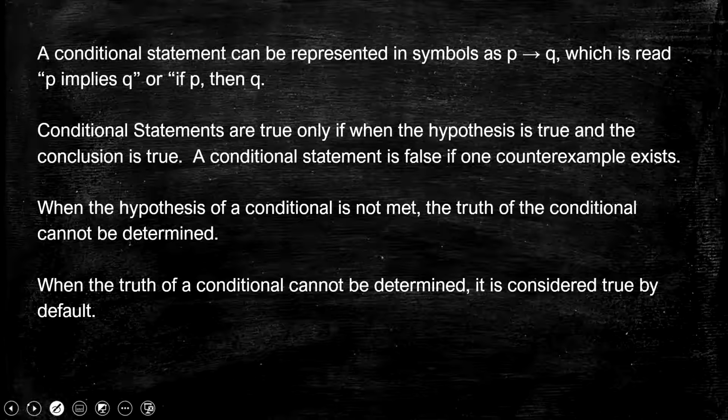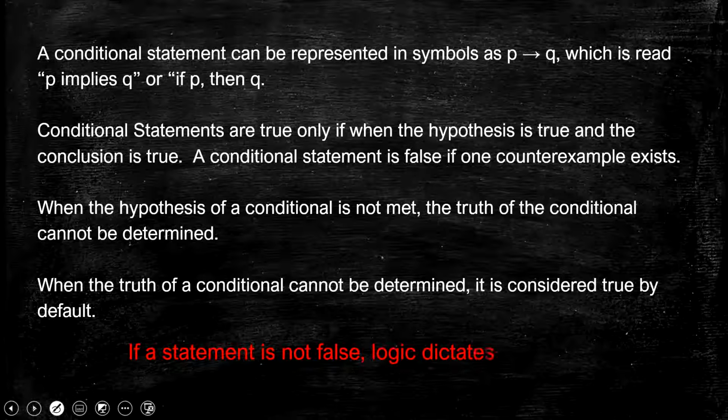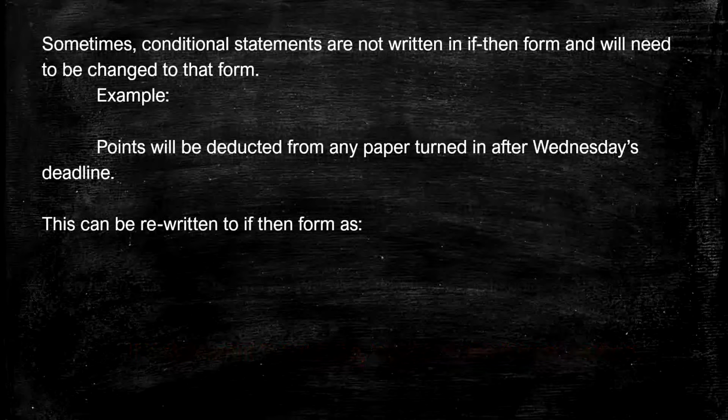A conditional statement is false if one counterexample exists, just like the ones we were talking about before. The hypothesis of a conditional is not met. This is where it gets a little tricky. When the hypothesis of a conditional is not met, the truth of the conditional cannot be determined. And when the truth can't be determined, it's just assumed to be true. So it's not false. We don't know if it's true or not, so we can't prove that it's false. So we're just going to say it's true. The logic thing, just go with it.